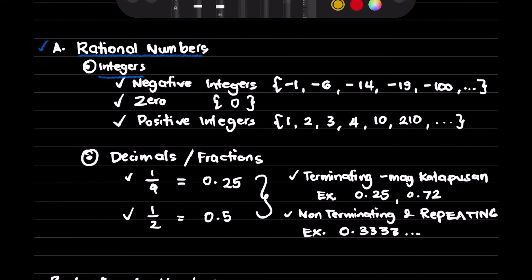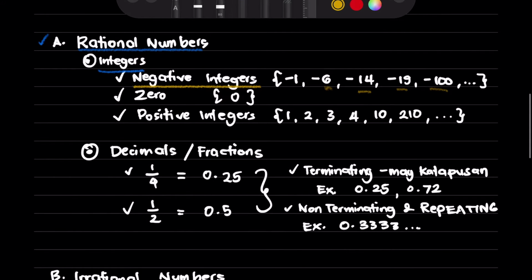Pag sinabi nating integers, ito yung mga negative numbers. Example ng mga negative numbers: negative 1, negative 6, negative 14, negative 19, negative 100. Ito yung mga negative numbers na whole number. When we say whole, hindi sila decimal, and so on and so forth. And then, as well as yung zero. Ang zero is part ng rational number.